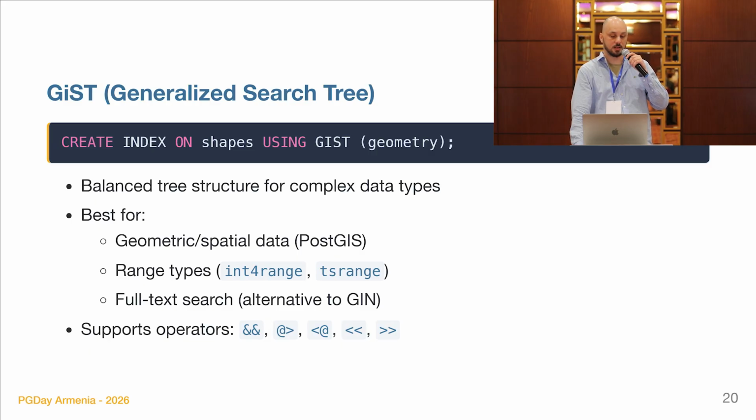For range types, they're also useful, and also full text search, they can be used as an alternative to GIN. And they support operations such as contains, is contained, rightmost. It supports different operations than the other indexes that we talked about.